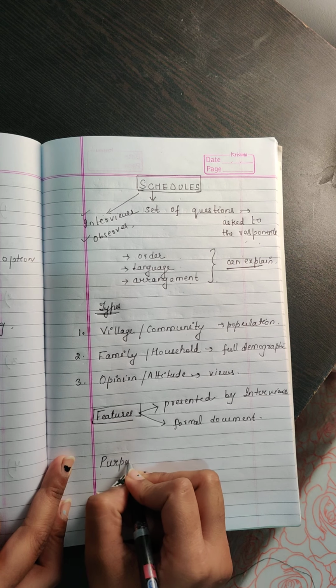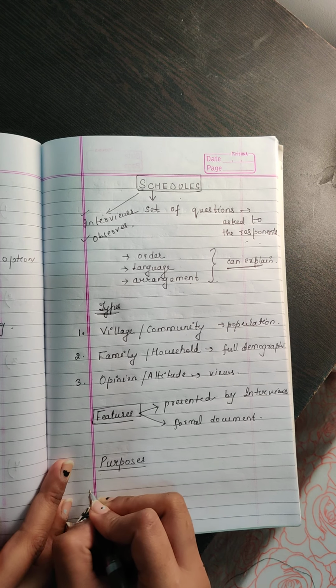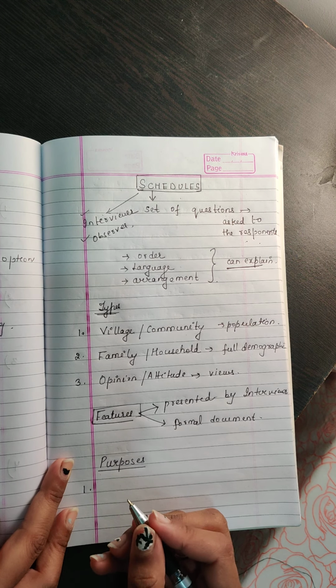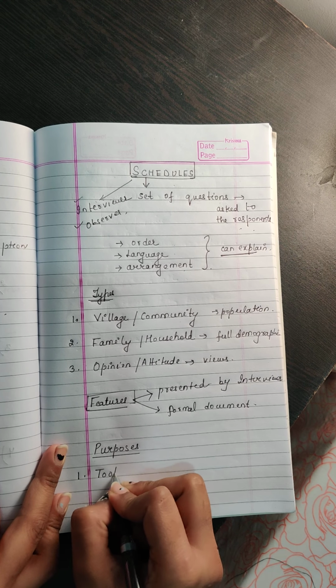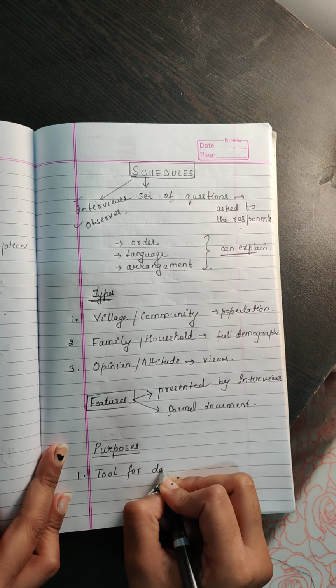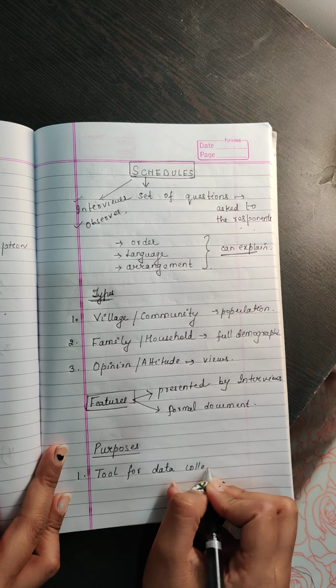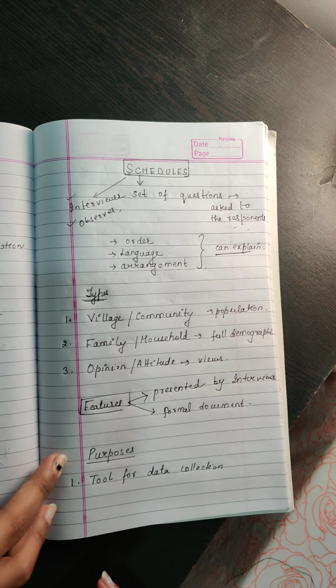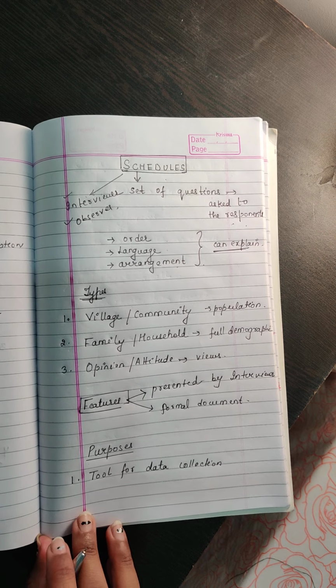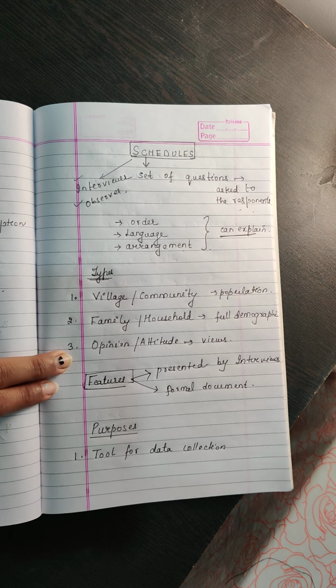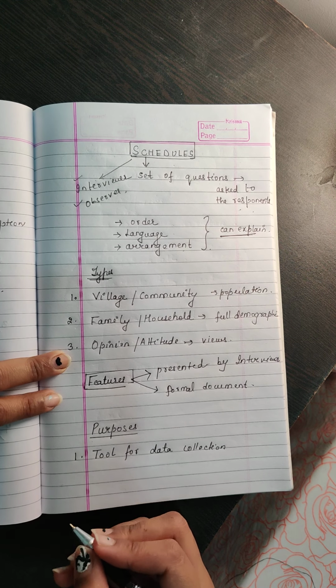Now, why do we use a schedule during an interview? There are three purposes of a schedule. The first purpose is that it gives a tool for data collection. So for observation you can work in an objective manner and not in a vague manner. A similar set of questions can be asked to everyone and similar language can be used, so it provides objectivity.